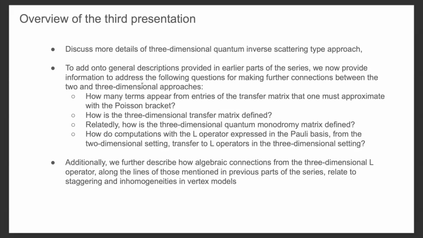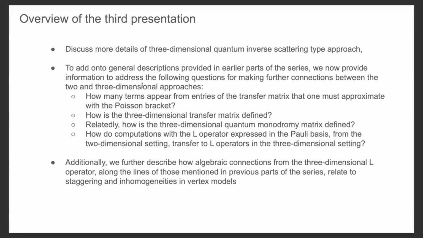And this is all related to the fact that it brings our attention to how computations with the L operator expressed in the Pauli matrix from the two-dimensional setting transfer, or whether there's still any useful information or general information about the Poisson structure in the two-dimensional case and how that relates to the Poisson structure in the three-dimensional case, which we're able to look at in terms of the sets of relations from the Poisson bracket and how that relates to different entries of the three-dimensional or two-dimensional transfer matrices.